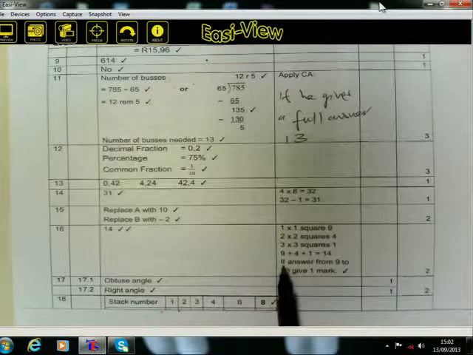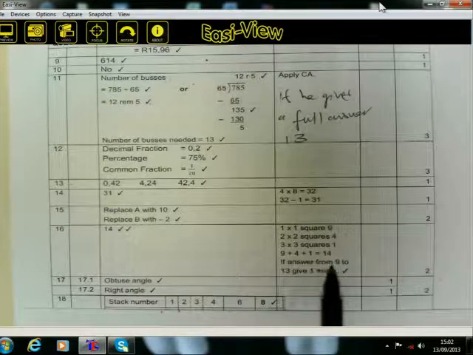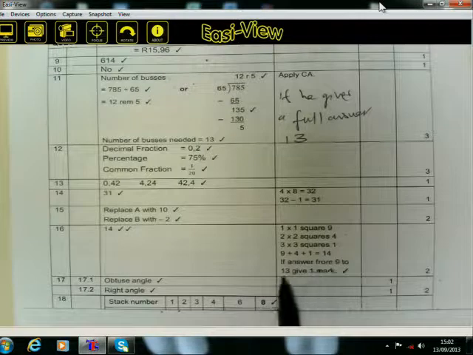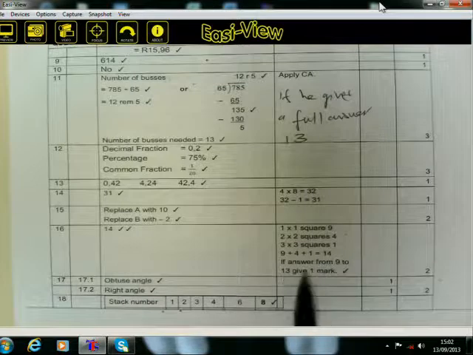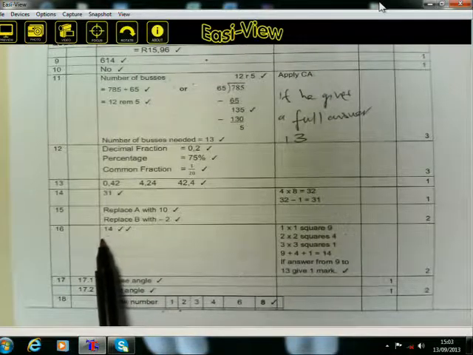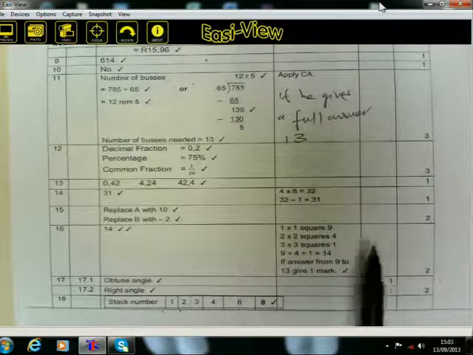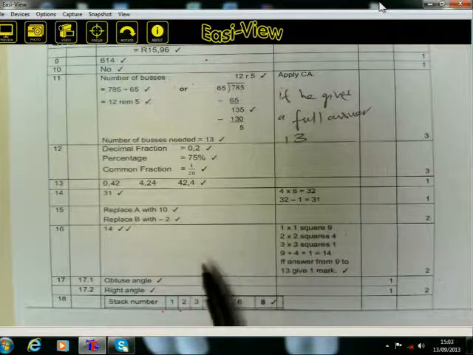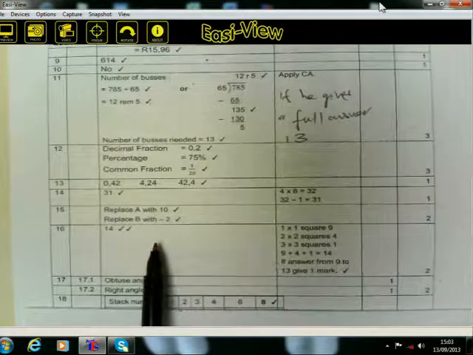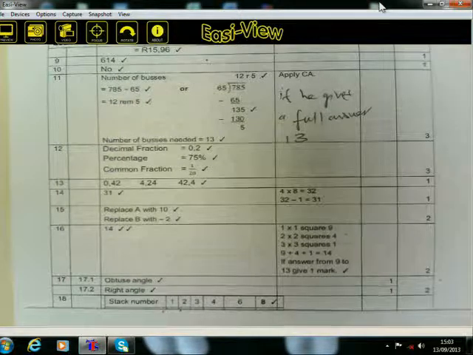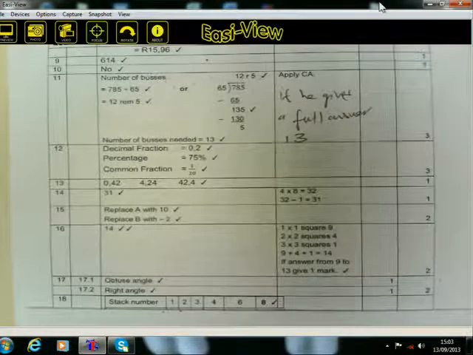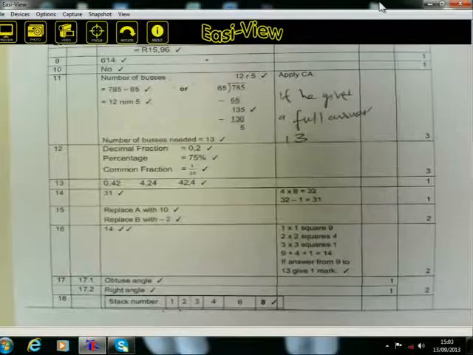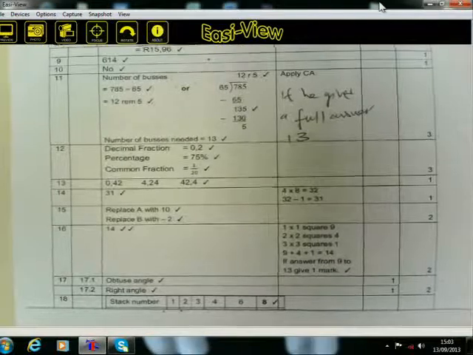If Elena gives an answer from 9 to 13, not less than 9, you give him 1 mark. The correct answer is 40. If he gives 14, you credit him, you give him full marks, 2. But if he says there are 9 squares, you mark him 1 mark. If he says there are 10 squares, you give him 1 mark. If he says 11 and so on, I think you understand what I'm trying to say.